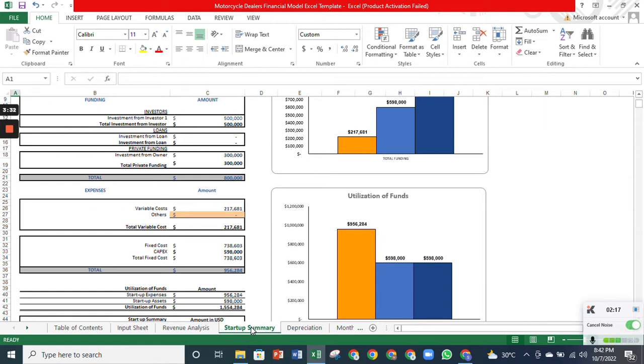Startup summary. The startup summary provides you with the details of your total funding and the first year expenses. It will tell you how much funding is required to meet the expenses. It evaluates the feasibility of your first year operations.